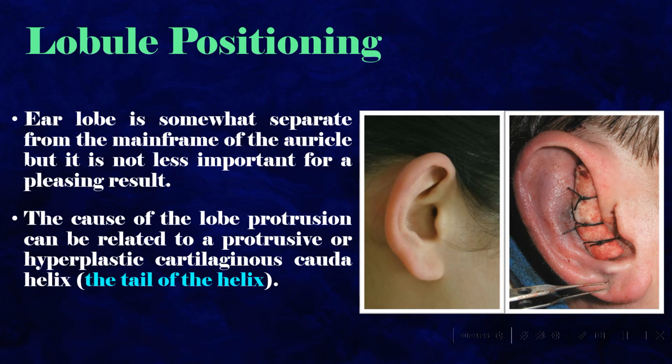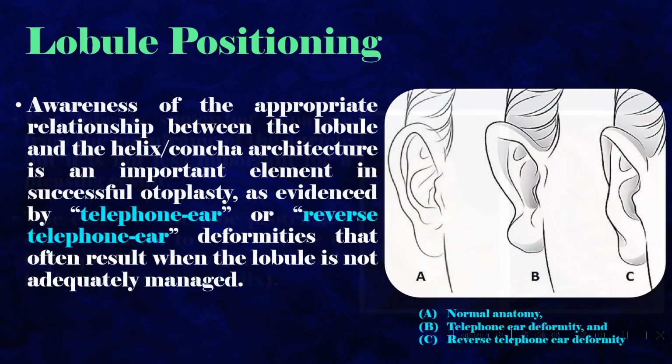The cause of the lobe protrusion can be related to a protrusive or hyperplastic cartilaginous cauda helicis, the tail of the helix. Awareness of the appropriate relationship between the lobule and the helix/concha architecture is an important element in successful otoplasty, as evidenced by telephone ear or reverse telephone ear deformities that often result when the lobule is not adequately managed.